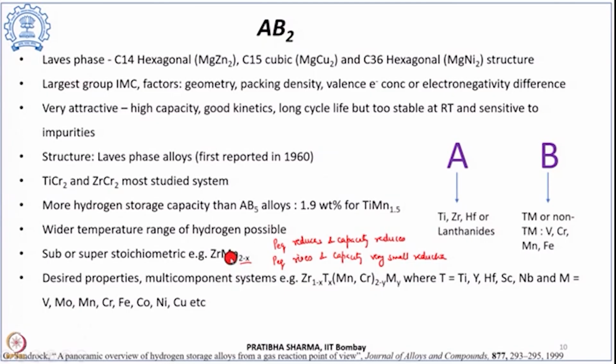We can also get the required properties with such compounds by having a multi-component system. A typical example of such a multi-component system is Zr 1 minus x Tx Mn Cr, either Mn or Cr 2 minus y My, where T could be either titanium, yttrium, hafnium, scandium, niobium, or M could be vanadium, molybdenum, manganese, chromium, iron, cobalt, nickel, copper or anything else as well. So, we can have such multi-component systems so as to get the required hydrogen storage properties.